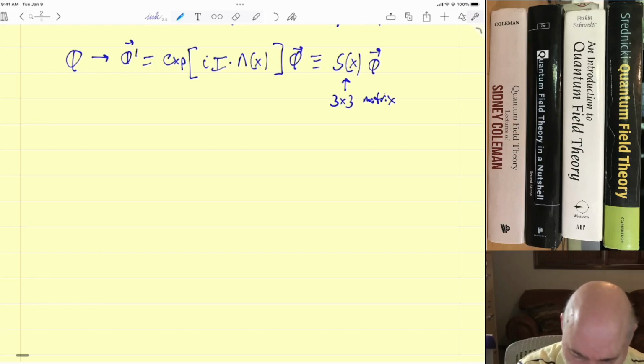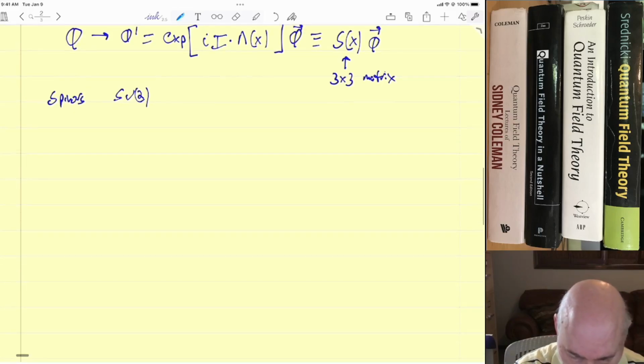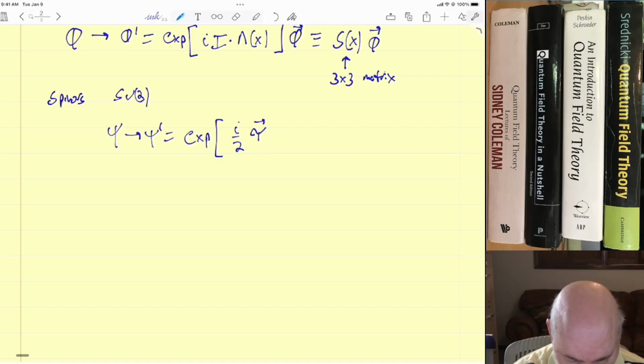Now, if we were dealing with spinors, so like SU2, we would have psi goes to psi prime equals exp. And now we would write the generators, and this is sort of a matter of convention. Tau is the Pauli matrices for internal space. And we'd write this as S(x) psi. This would be a 2 times 2 matrix.